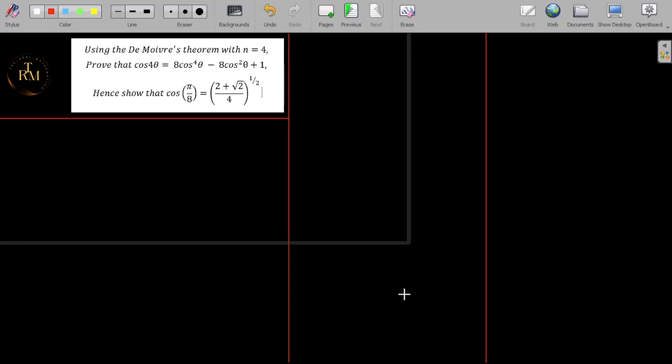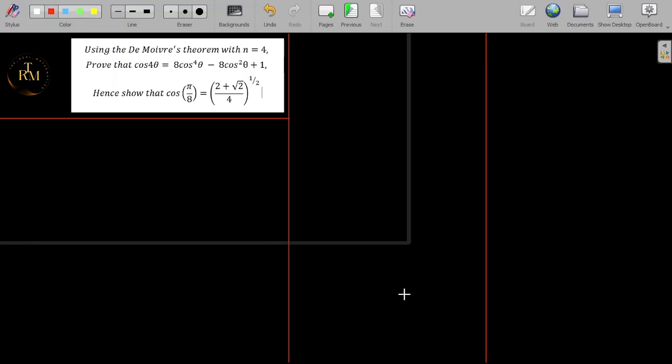Today we have a question on trigonometry that talks about using de Moivre's theorem with n equals 4. We should prove that cos 4θ equals 8cos⁴θ minus 8cos²θ plus 1. And hence, we should show that cos π/8 equals (2 plus square root of 2 over 4) to the power of 1/2.